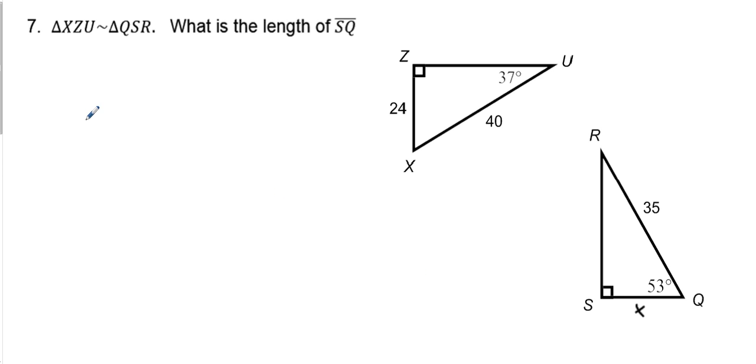So we're going to set up a similarity statement. SQ is the side that we're looking for, so I'm going to write SQ. SQ corresponds to ZX. So we're going to say SQ over ZX equals, now we have to use another pair of corresponding sides. And it looks like I'm going from a smaller triangle to a bigger triangle, so I have to be consistent. So I'm going to say RQ over UX.